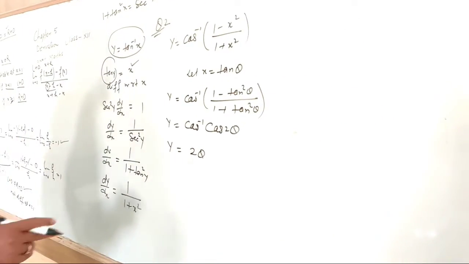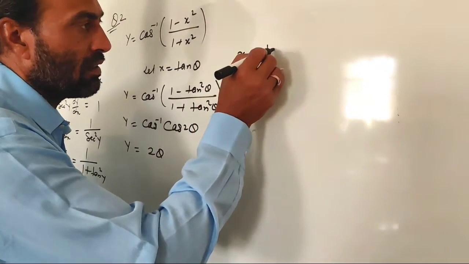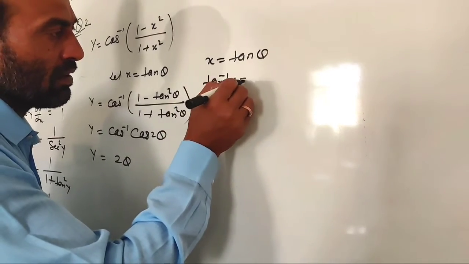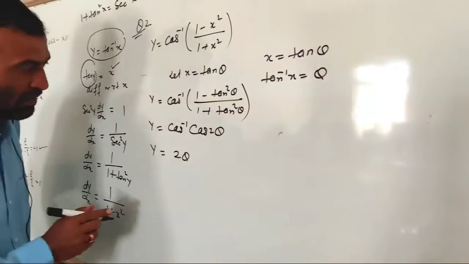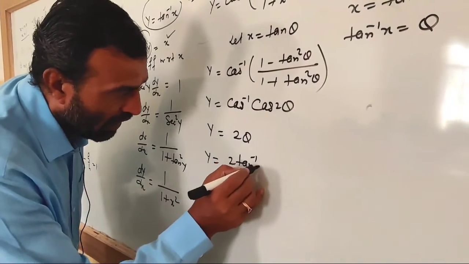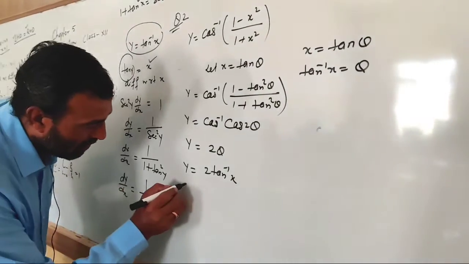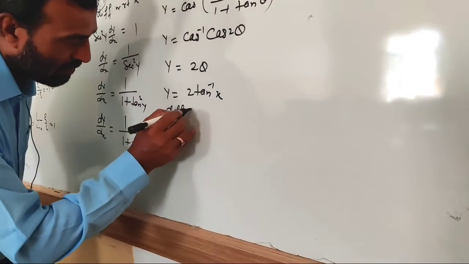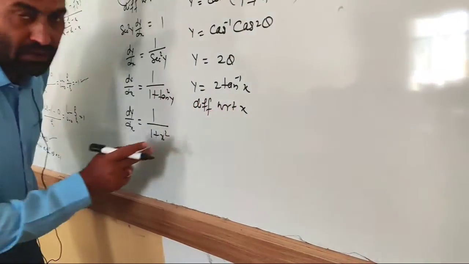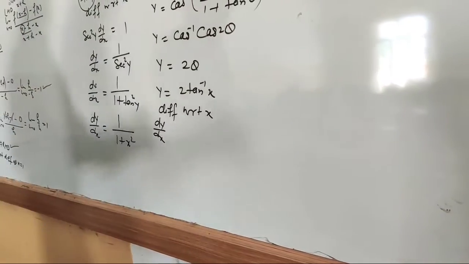Now from x is equal to tan theta, transposing tan to this side, we get tan inverse x is equal to theta. So by replacing theta with tan inverse x, we get y is equal to 2 tan inverse x. After simplifying this question, we now differentiate with respect to x. Differentiating y with respect to x, we get dy upon dx.